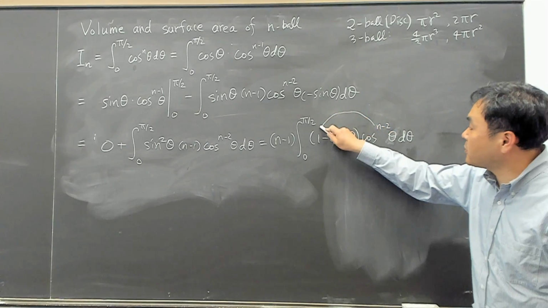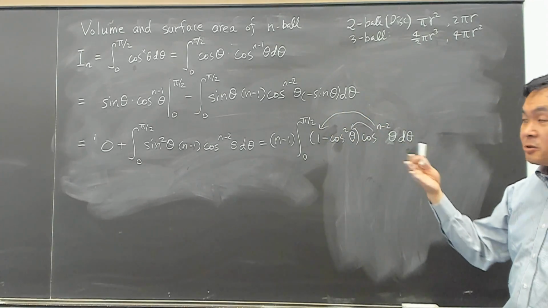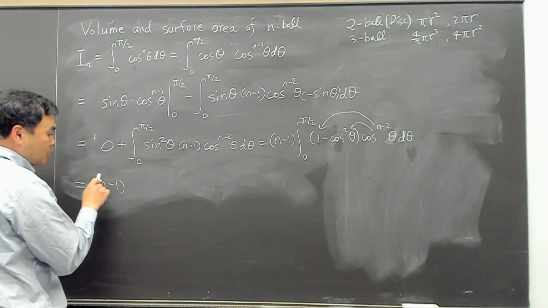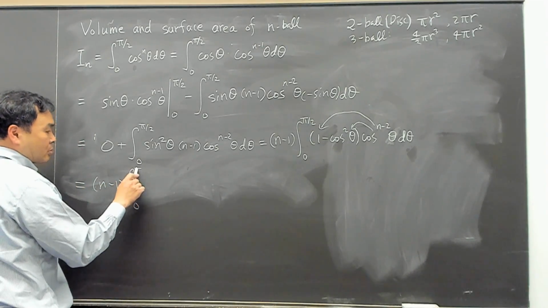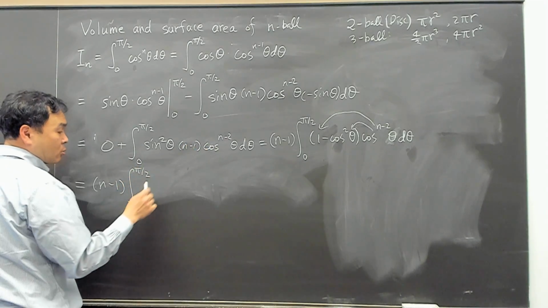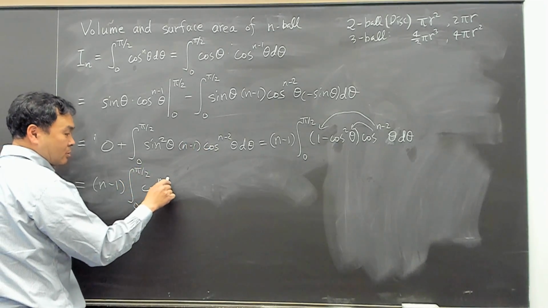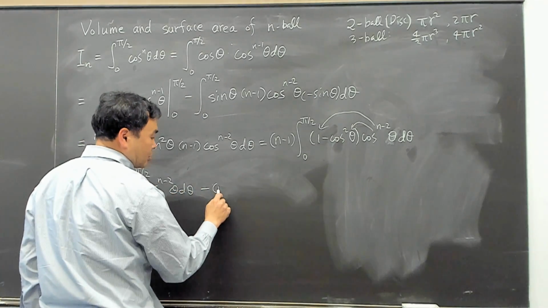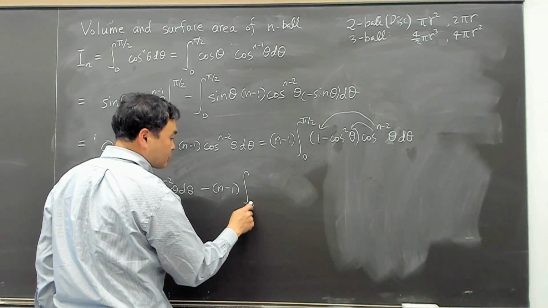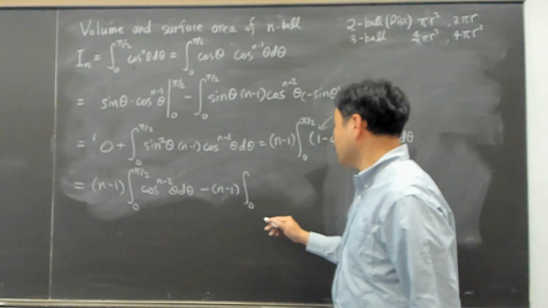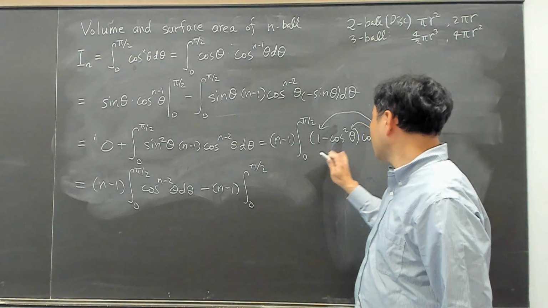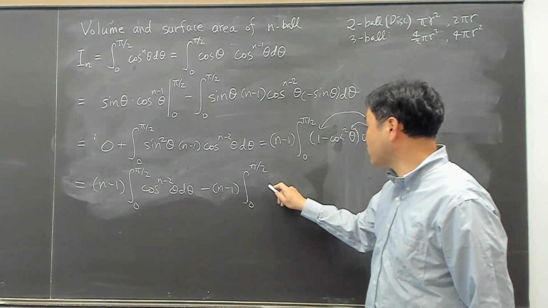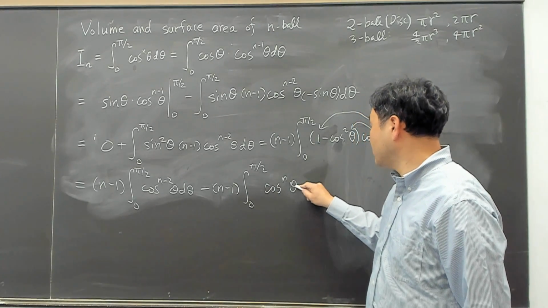Then if you multiply this out and split the integral into 2, this is what you're going to see. It's n minus 1 times the integral from 0 to pi over 2 of 1 times cosine to the n minus 2, which is just cosine to the n minus 2 theta d theta, minus n minus 1 and you have cosine squared times cosine n minus 2. These two exponents add up and you get cosine n theta d theta.